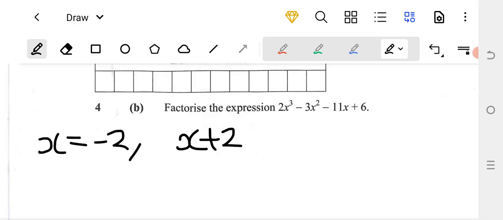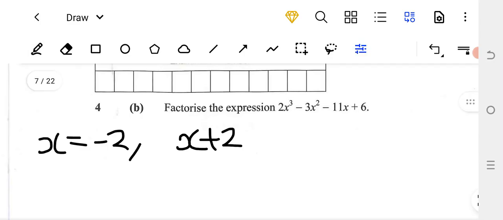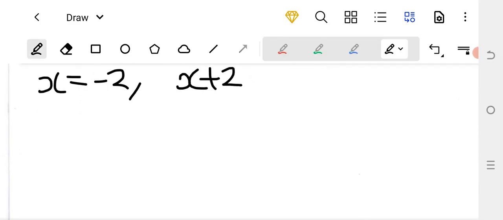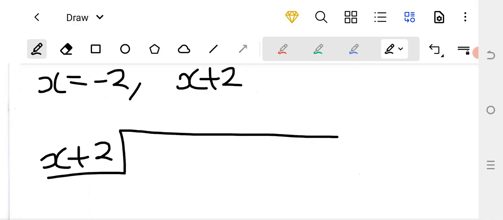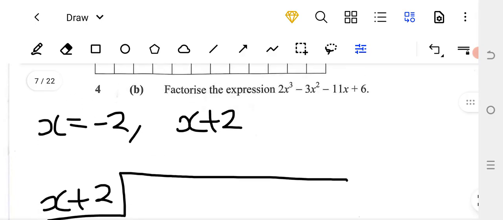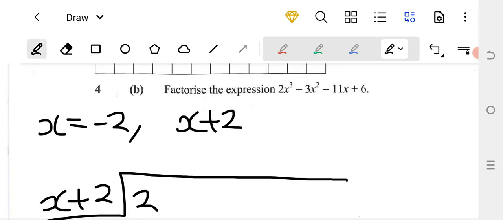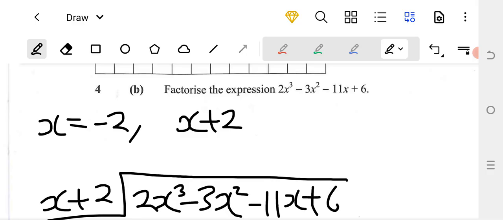So you can use synthetic division, or you can use polynomial long division. For this video, I'll use polynomial long division. How do you set it up? You're going to say x plus 2, like that. I know people must be saying, I don't want long division, but it's not hard. If you just pay attention, you'll see that it's not hard. So 2x cubed minus 3x squared minus 11x plus 6.